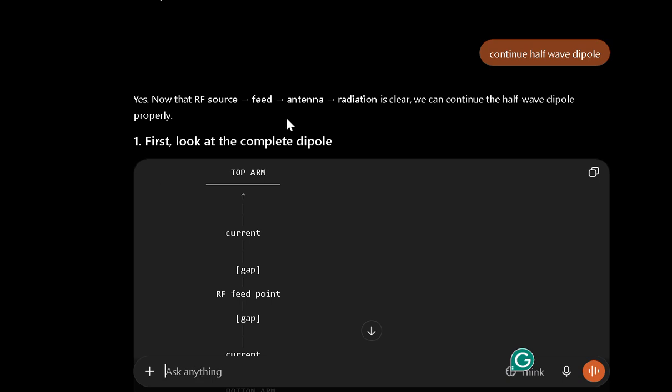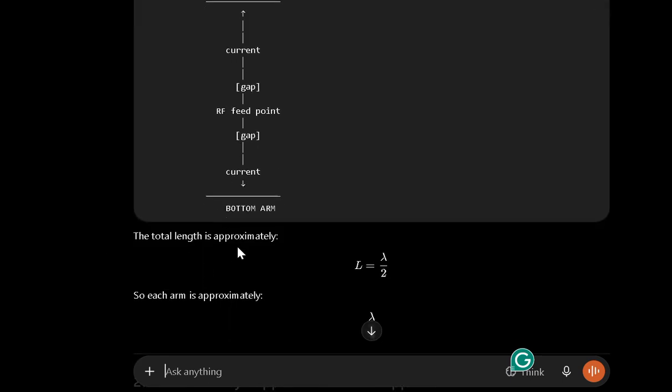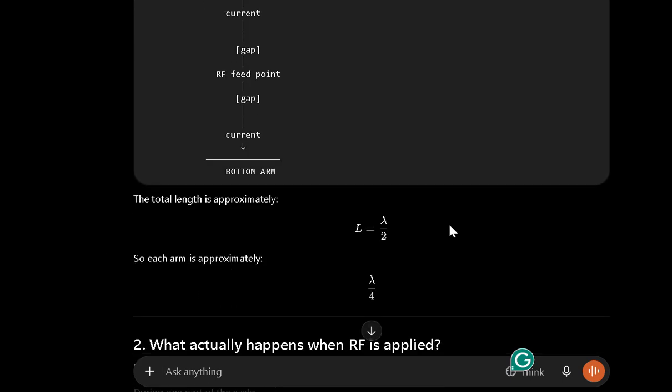Now that the antenna variation is here, we can continue with the dipole properties. First, look at the complete dipole: the top arm, the bottom arm, the current, and the gap, which is the feed point. The total length is approximately L equals lambda by 2, so each arm is approximately lambda by 4.